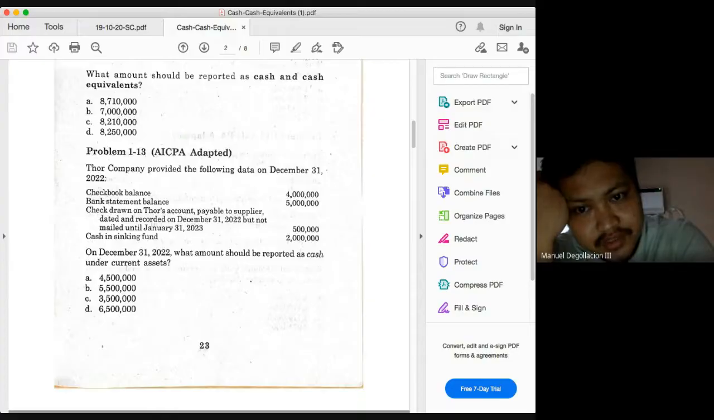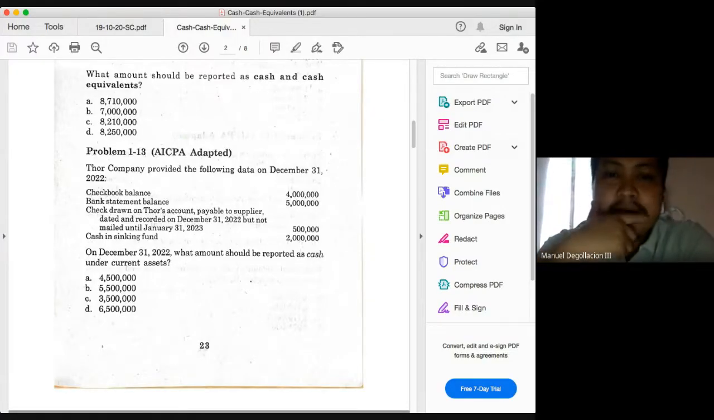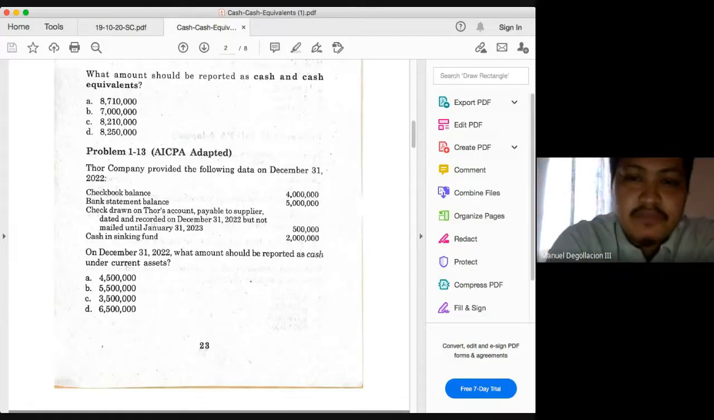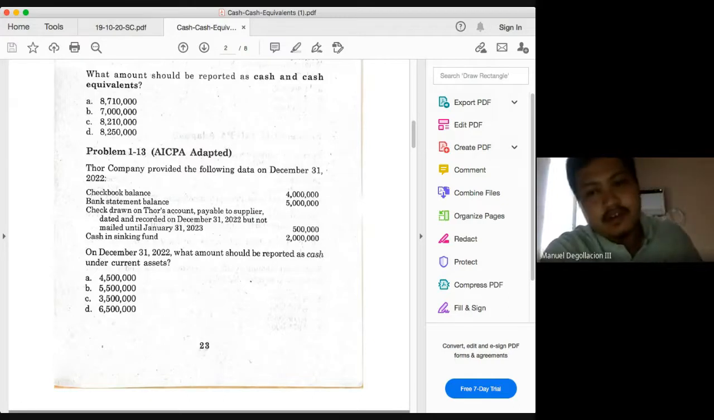So the answer here would be to add the 500,000 to the 4 million, and then cash in sinking fund. Normally, cash in sinking fund will be for a long-term use. Okay, so the 2 million here will not be included. So our answer here will be simply 4 million plus 500,000. We will have 4,500,000.